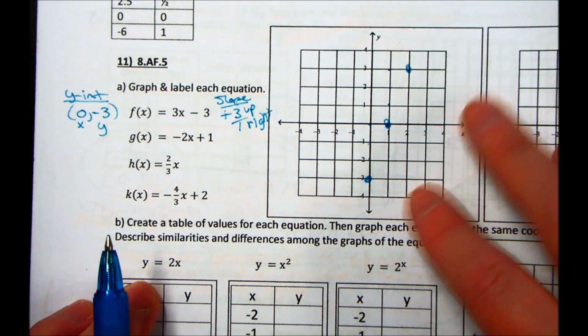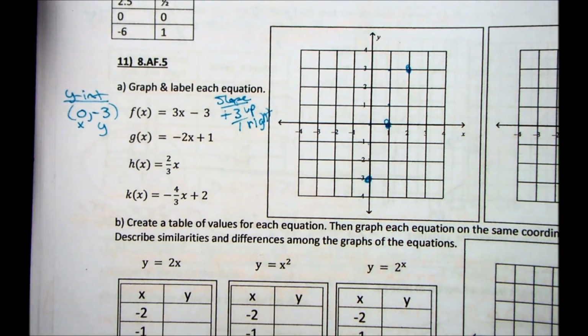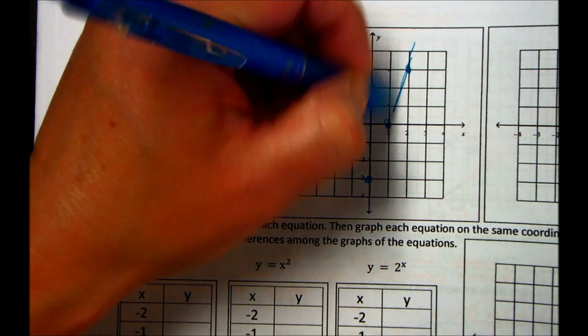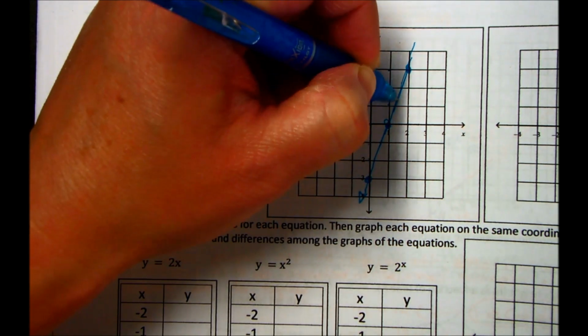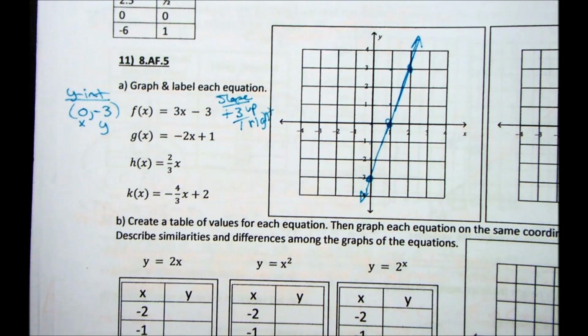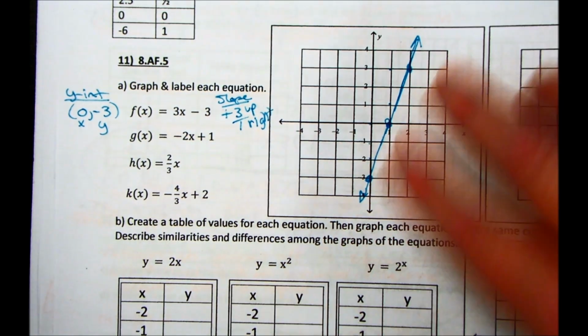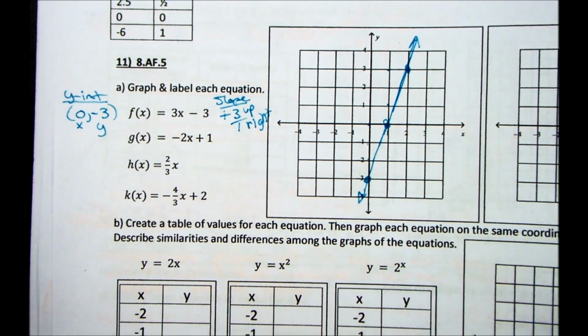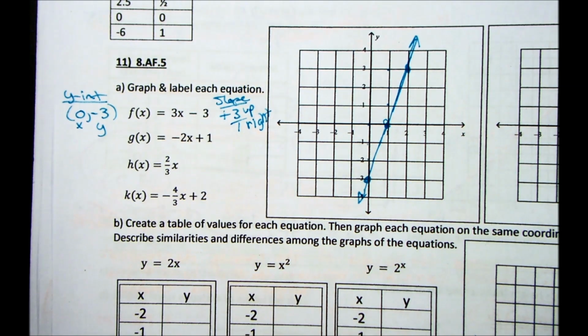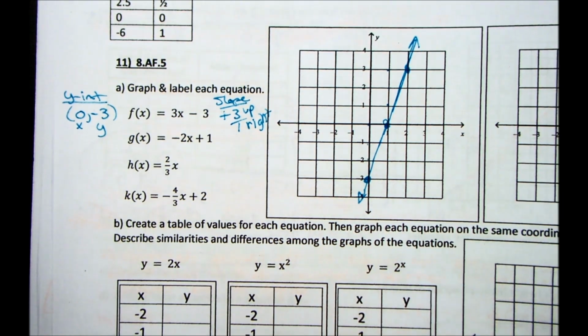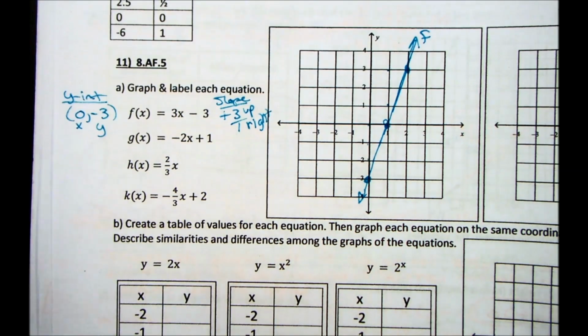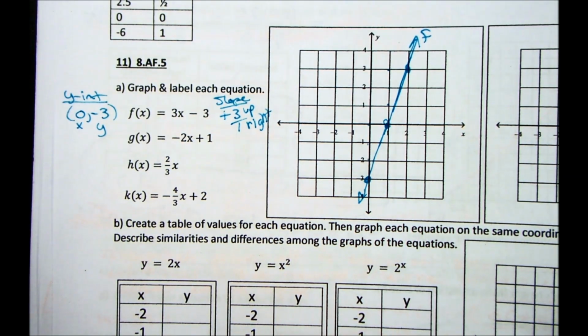You really only need to graph 2 points to draw a line. However, since I'm doing this by hand, and I want it to be as precise and accurate as possible, I'm going to do more than one. But if a computer is doing this, you would only graph 2 good points and then let the computer draw the line. All right, so that one I'm going to label F. The next one is going to be G.